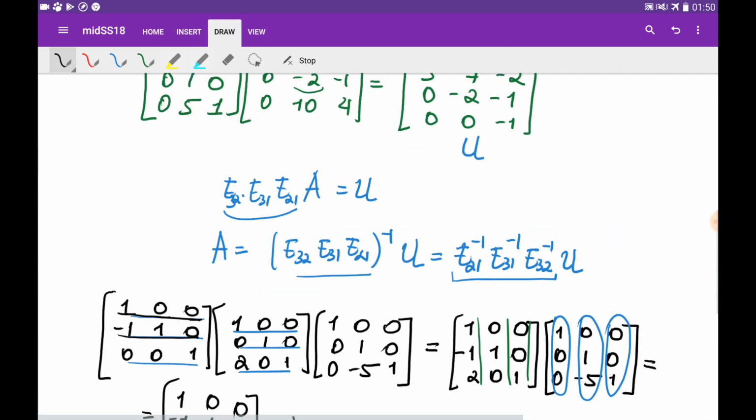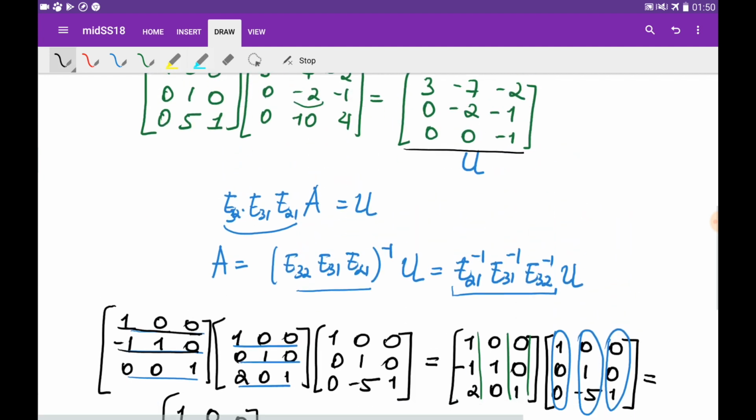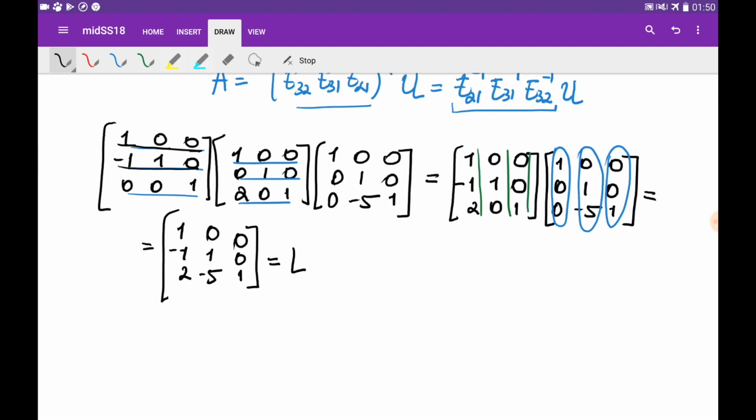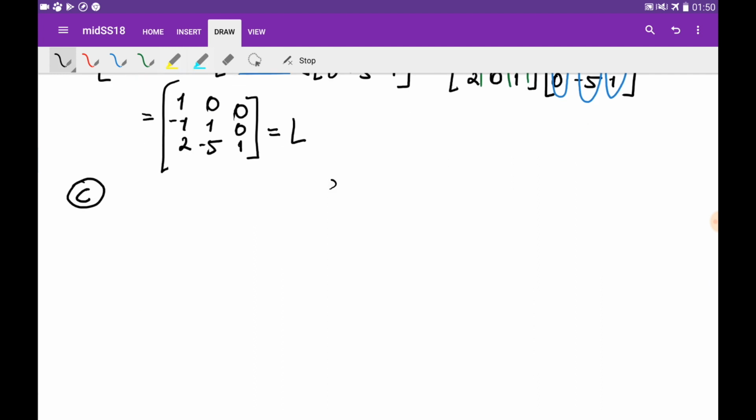So we obtained the U matrix here, and we also obtained the L matrix here. In the third part of this problem, what we need to do is solve the system of linear equations Ax equals b using its LU decomposition. Basically, we're going to split the system.